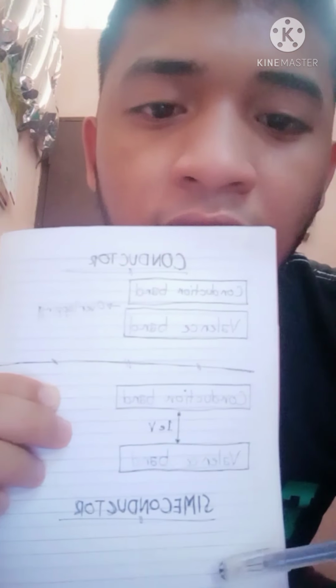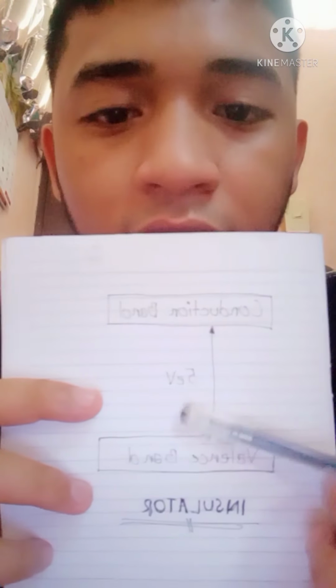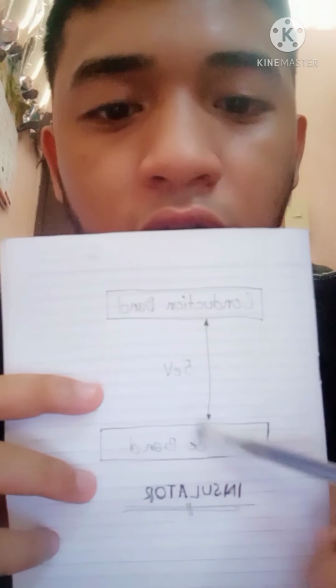While in semiconductor, between the conduction and valence bands there is a 1 electron volt gap. And in insulator, we have a gap of 5 electron volts between conduction and valence bands. So this is the sketch of insulator.